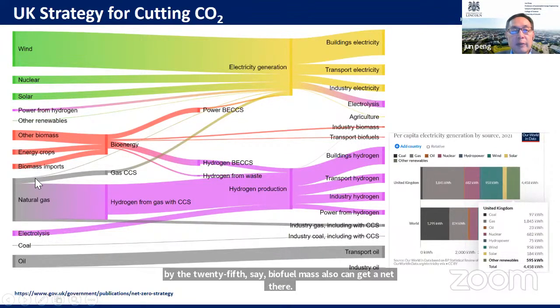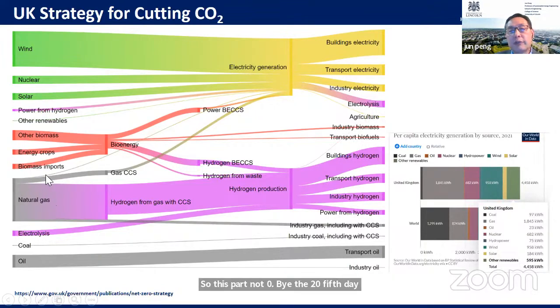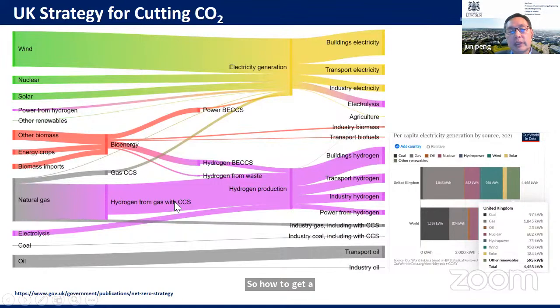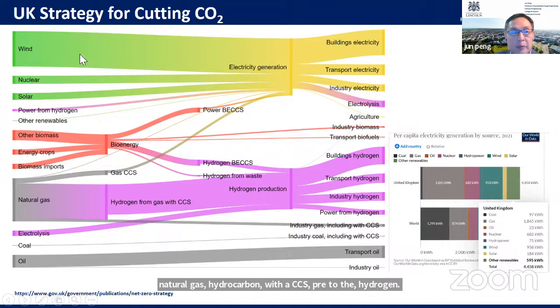By 2050, from the government plan, there will still be some fossil fuel, like natural gas, used for different applications, like transport hydrogen and building hydrogen. So how to get to net zero? Use CCS, carbon capture and storage. Use natural gas, hydrocarbon, with CCS to produce hydrogen. Some hydrogen comes from renewable green energy, producing hydrogen by electrolysis. So we can find that hydrogen will play a very important role in the UK in the future.